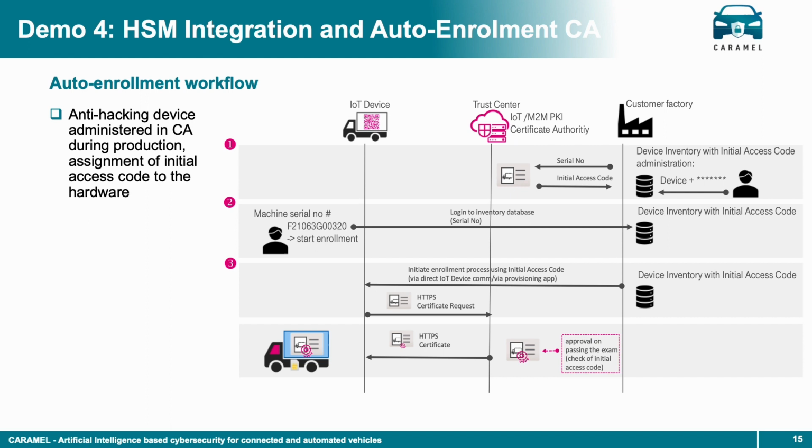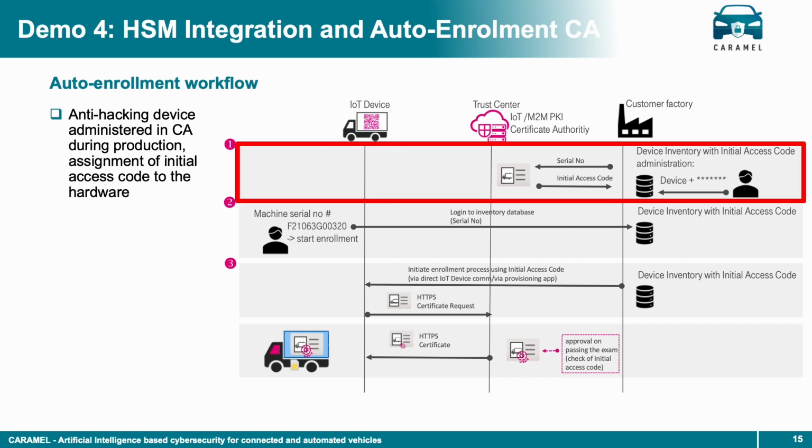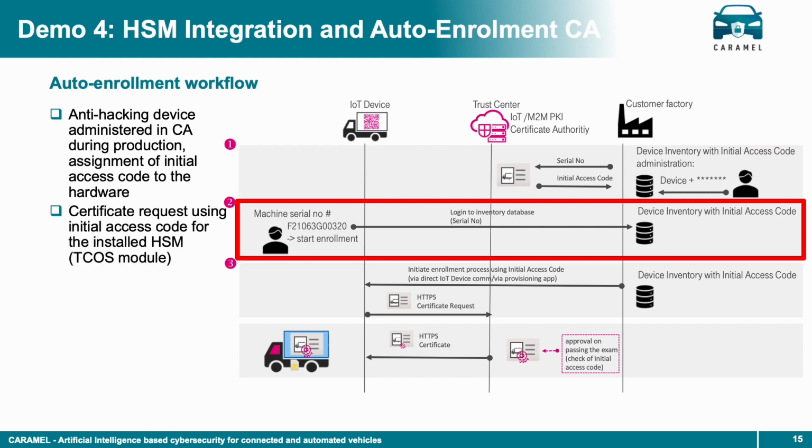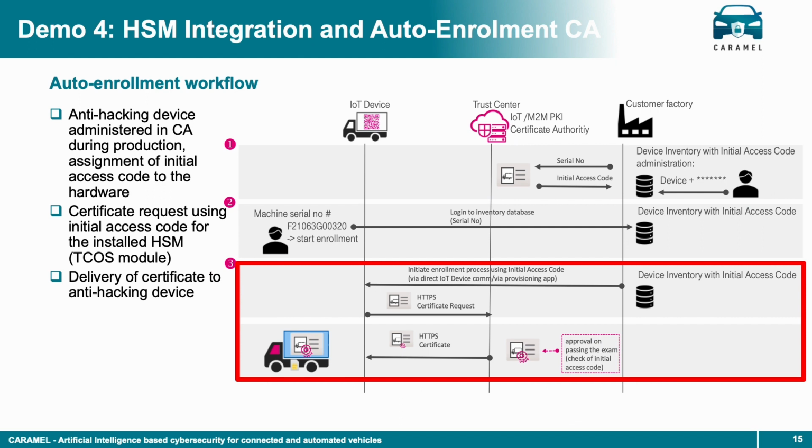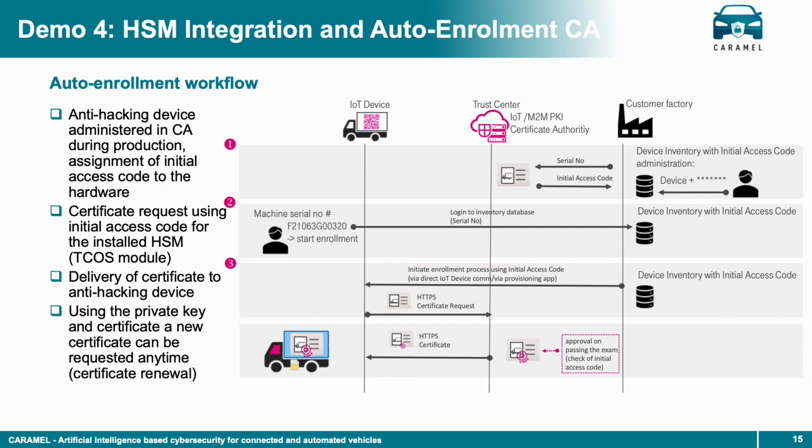This diagram shows the workflow of the initial certificate provisioning process for the hardware security module integrated into the anti-hacking device. During production the anti-hacking device is administered in the certificate authority. An initial access code is assigned to the hardware. Upon first boot, a certificate request using the initial access code for the installed HSM is used when contacting the CA. The certificate is delivered and installed to the anti-hacking device. Using the private key and certificate a new certificate can be requested anytime. This is the auto-enrollment functionality.